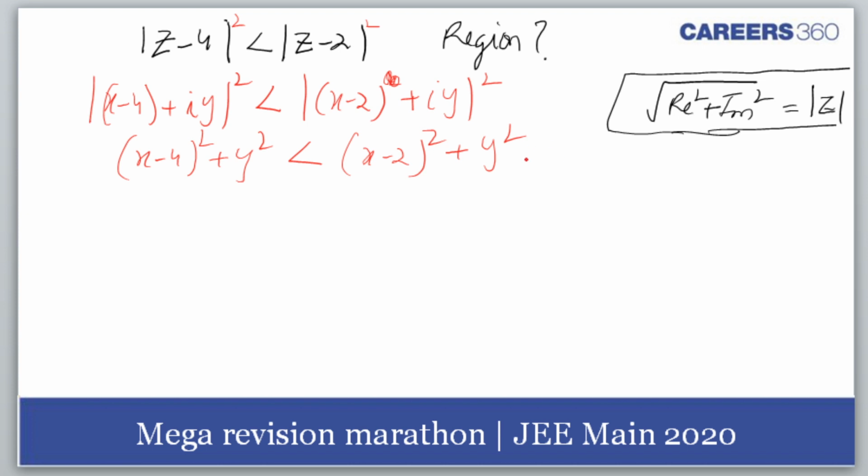Am I right? So what do I get? x square gets cancelled, y square gets cancelled, minus 8x plus 16, and here I get minus 2x plus 1. Am I right? So what do I get? 8x goes on this side.